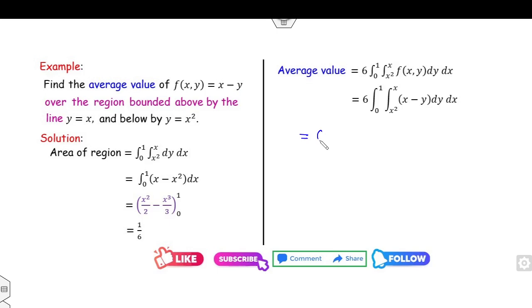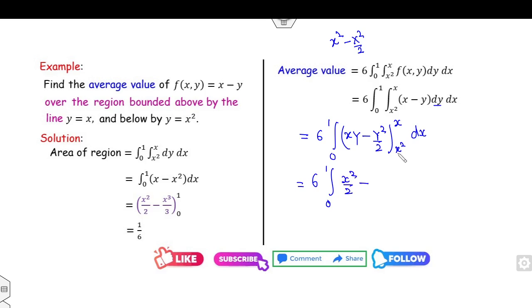Can you solve this integration again? Now, integrate with respect to y, so x is constant. It is y square over 2 from x square to x. Now you can substitute the upper limit, so it will be x square over 2, and minus the lower limit x square over 2, which gives x cube plus x to the 4 over 2, into dx. Now you can solve this integration.